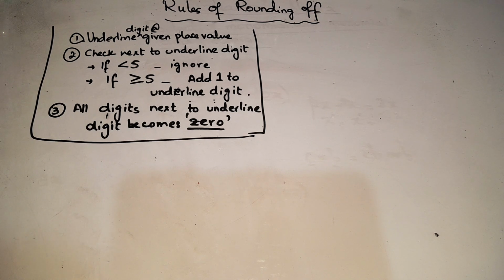So then the last step is that all the digits next to underlined digits will become 0 because you are trimming them. You can say, deleting them, right? So we are going to solve a few questions, or we are going to discuss a few questions. It is exercise 3A of D1 or NSM1.